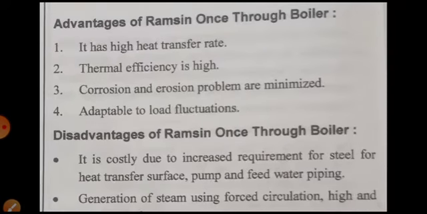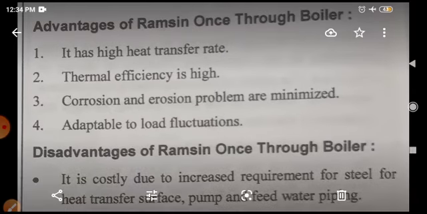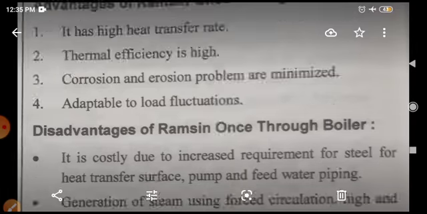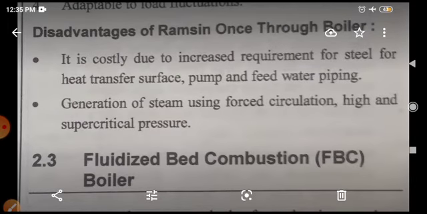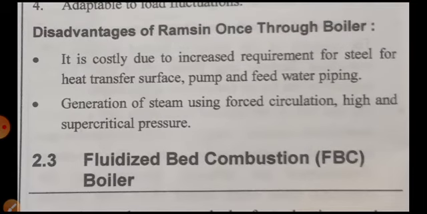Now the advantages of the Ramsey once through boiler: it has a high heat transfer rate, thermal efficiency is high, corrosion and erosion problems are minimized, and it is adaptable to load fluctuation. Then the disadvantages of the Ramsey once through boiler: it is costly due to the increased requirement of steel for heat transfer surface, pump and feed water piping, and generation of steam using forced circulation requires high and supercritical pressure.